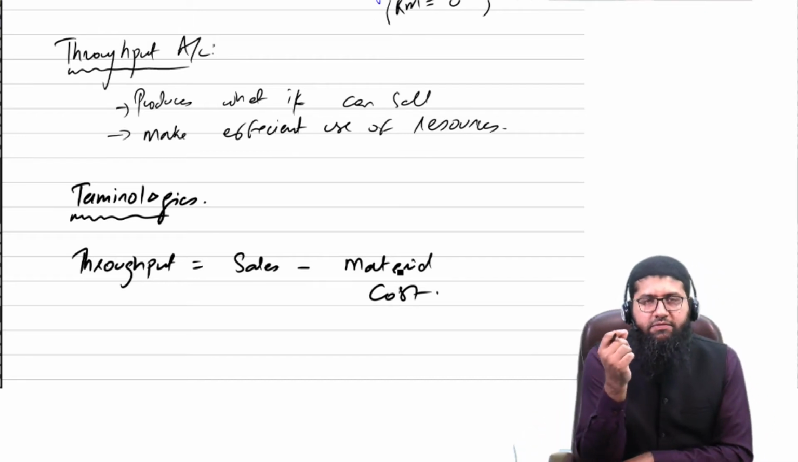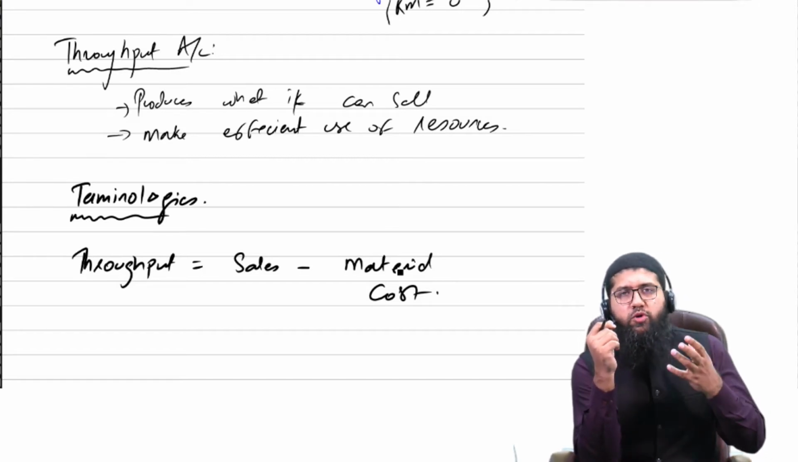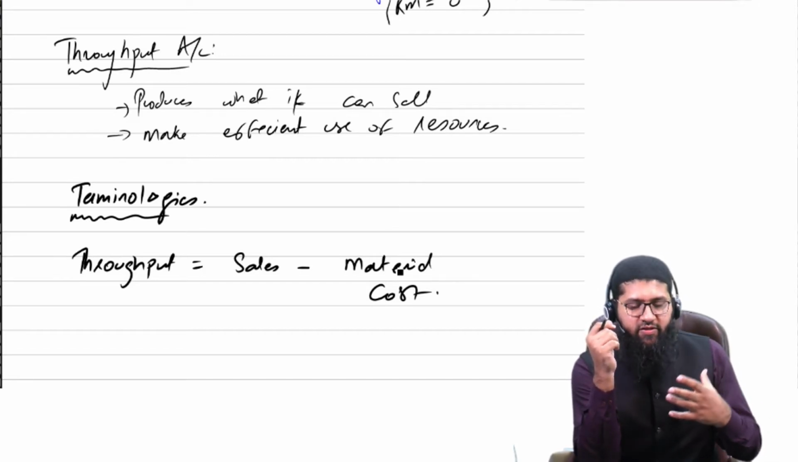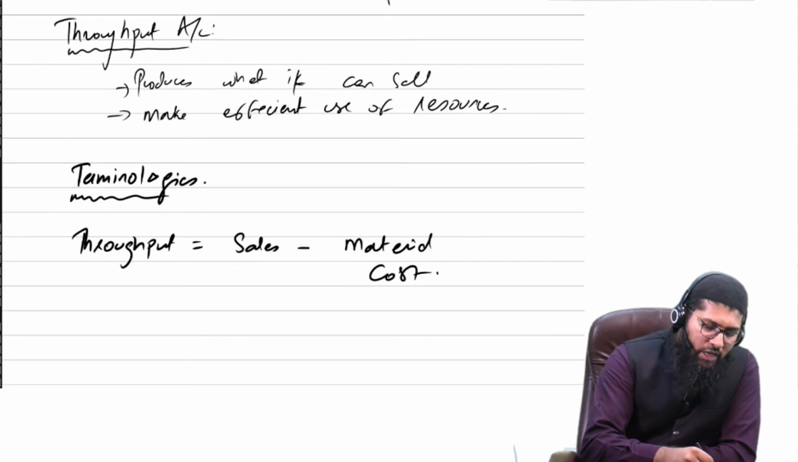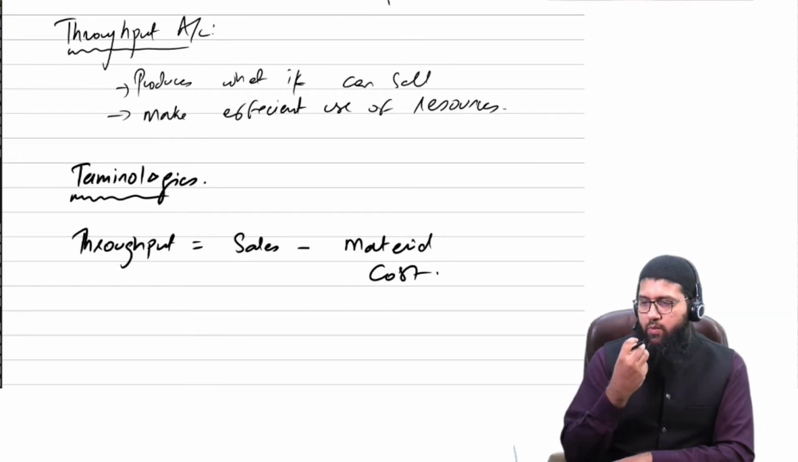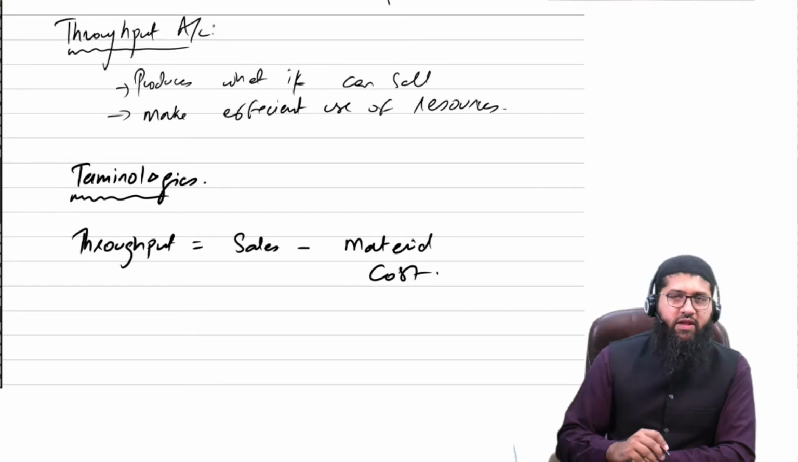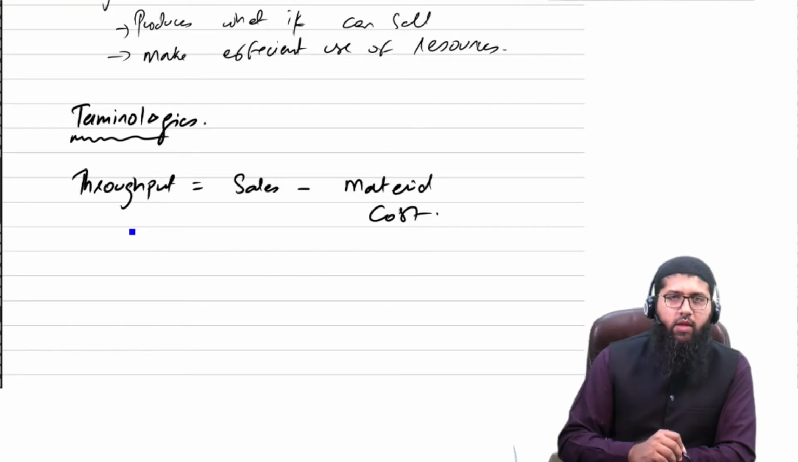So there is a terminology which is throughput. What exactly do we mean by throughput? The throughput is defined as sales minus material cost. Now why is this sales minus material cost? Let me just explain to you people.